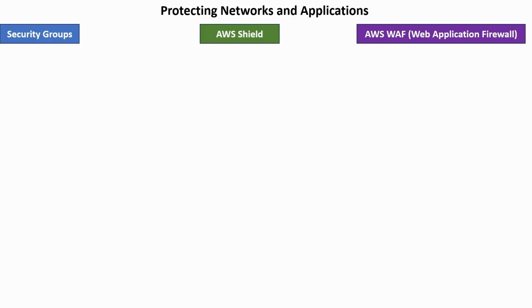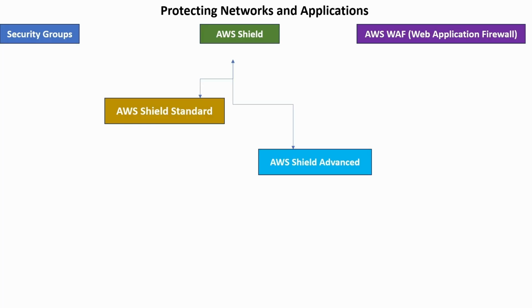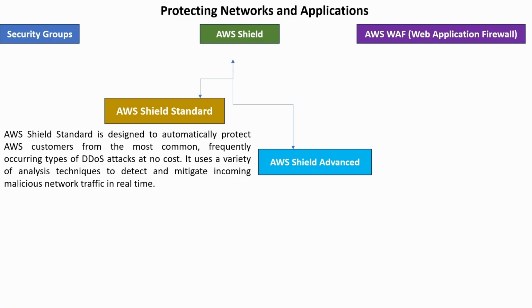AWS Shield is automatically enabled for everyone at no cost. It stops the most common brute force network attacks. It has two versions, AWS Shield Standard and AWS Shield Advanced. Standard is designed to automatically protect AWS customers from the most common, frequently occurring types of DDoS attacks at no cost. It uses a variety of analysis techniques to detect and mitigate incoming malicious network traffic in real time.